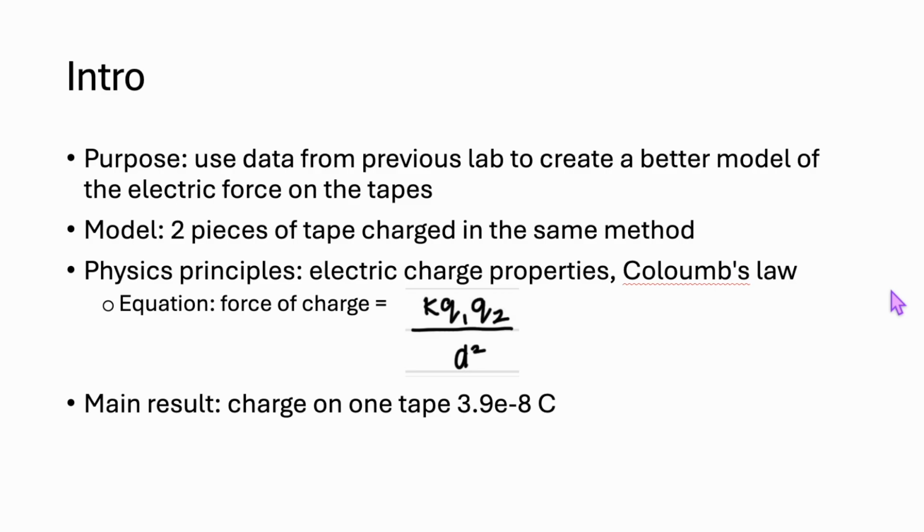And all of this we're using so that we could set the electric force equal to the force from gravity in order to figure out what the charge on the tape is to balance out the top tape so that it won't move, meaning that the force is 0. So the main result that I got from this lab was that the charge on one tape was 3.9 times 10 to the negative 8 coulombs.